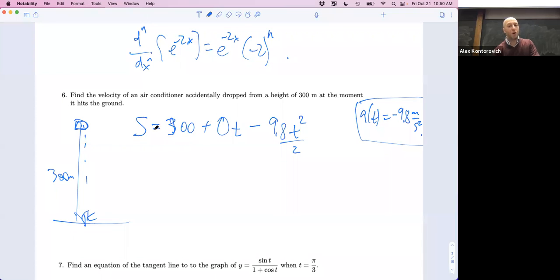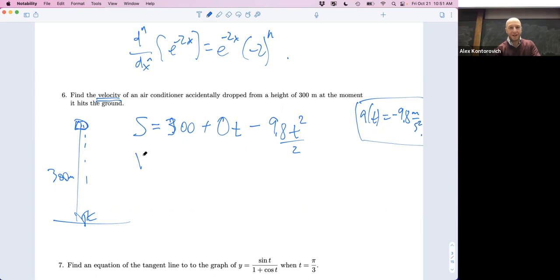But you should know that this is the general equation for position of a particle in free fall. There's some velocity, there's some position, and then there's the acceleration due to gravity. That's the equation. And now the question is, when do we hit 0? So we just solve this equals 0. And we want to know the velocity.